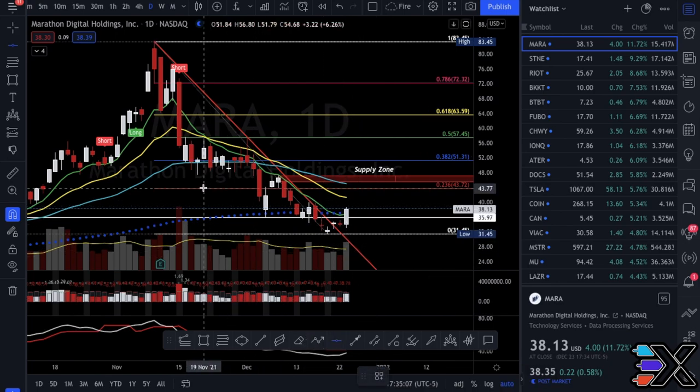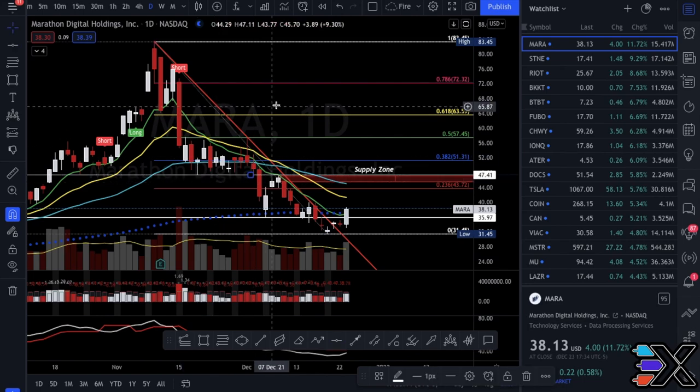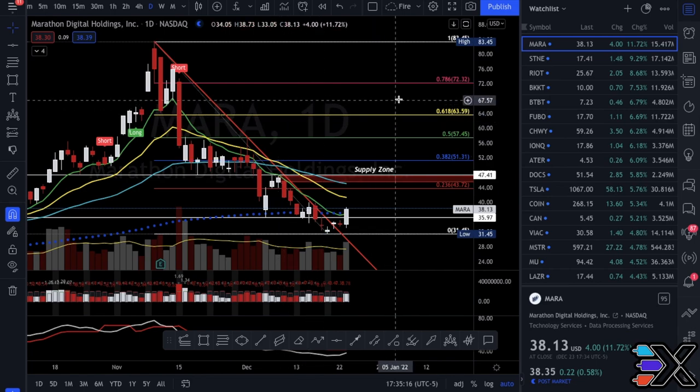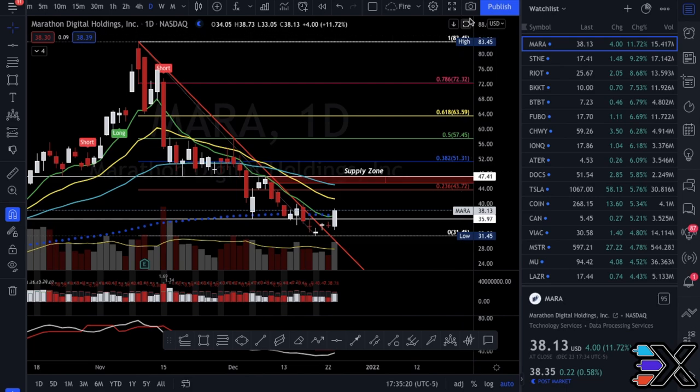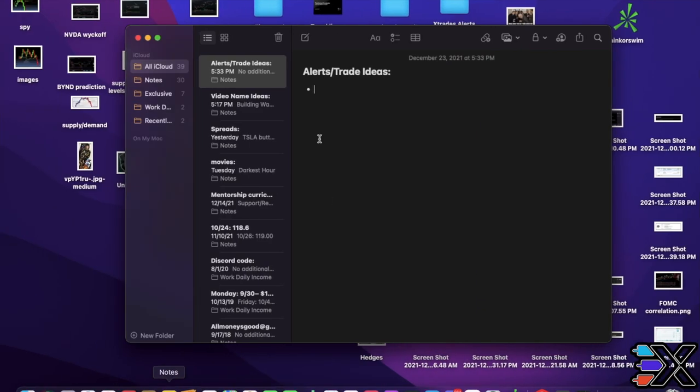And you know, it's important to add your support and resistance. You can draw Fibonacci retracements if you want, how I did in this example. And this is probably another important part coming up here.